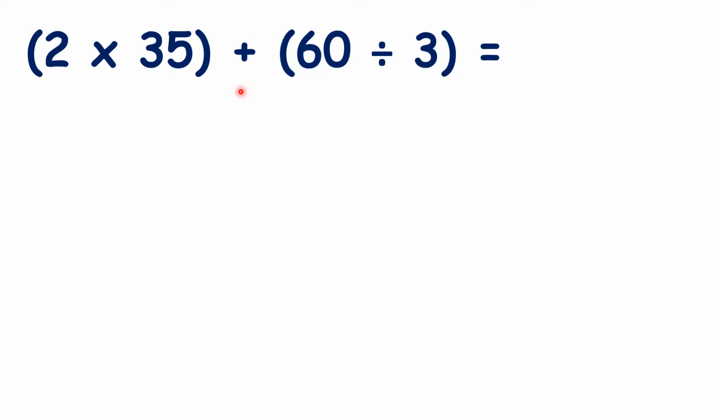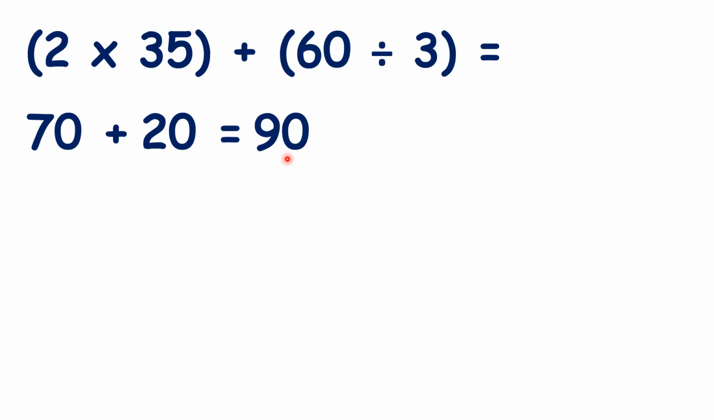So when you see brackets in a calculation, you need to do what's in the brackets first. So with 2 times 35, we have 70, and we're adding that to 60 divided by 3, which is 20. So our answer is 90.